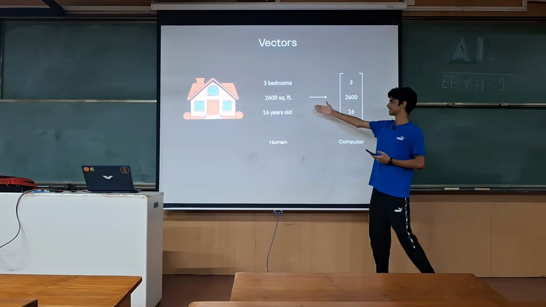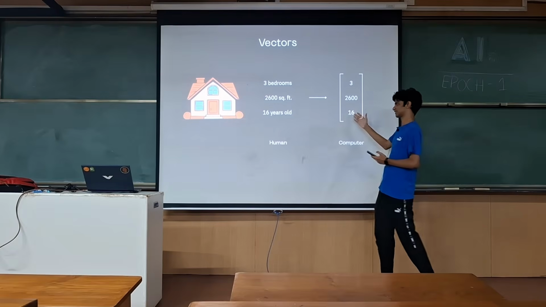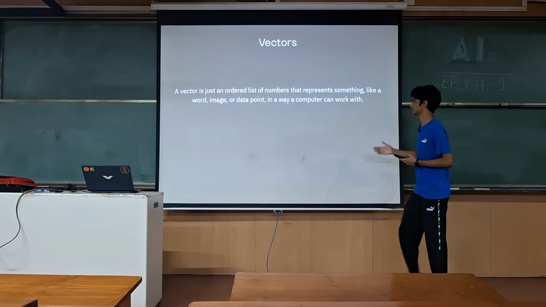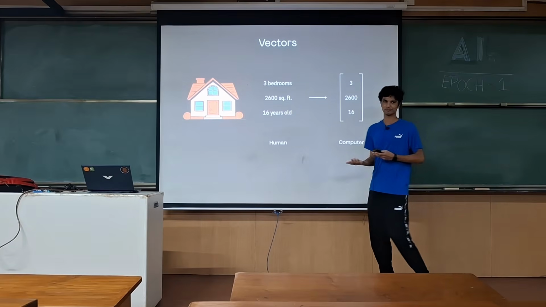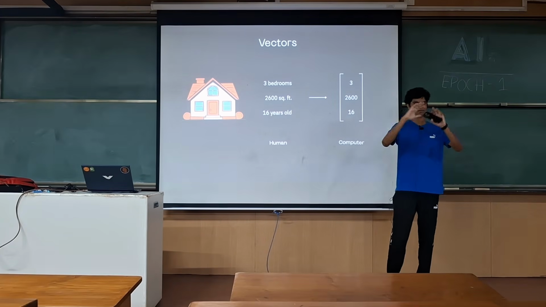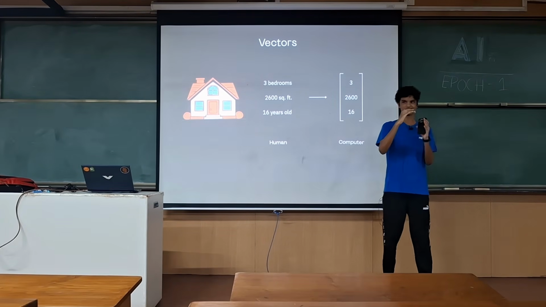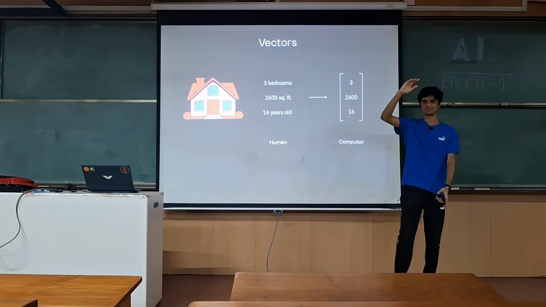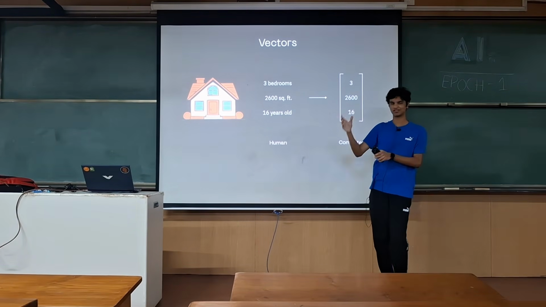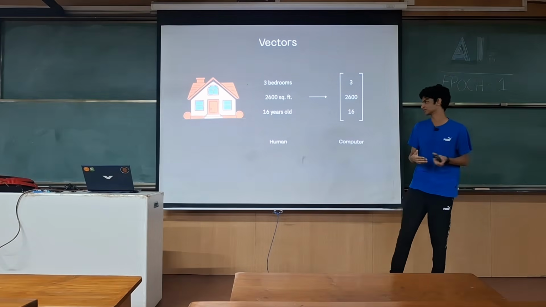For something like this, it's pretty obvious how we get the vector. But how do we do it for something like an image or text or words? For an image, it usually has a bunch of pixels. Let's say you have a 20 by 20 image. That's 400 pixels. So you store 400 values in one vector and you pass it into your model. That becomes your input.